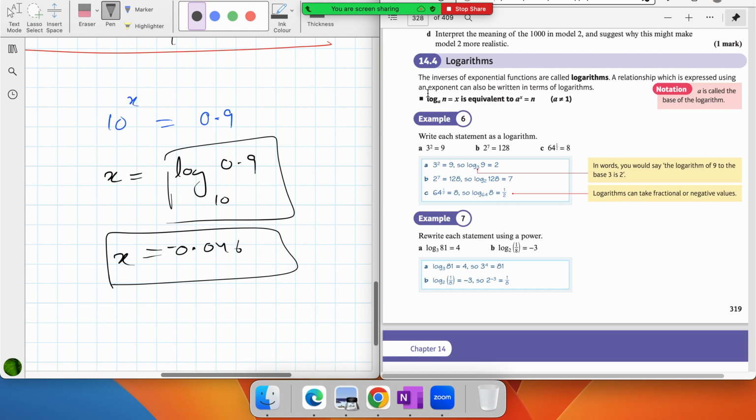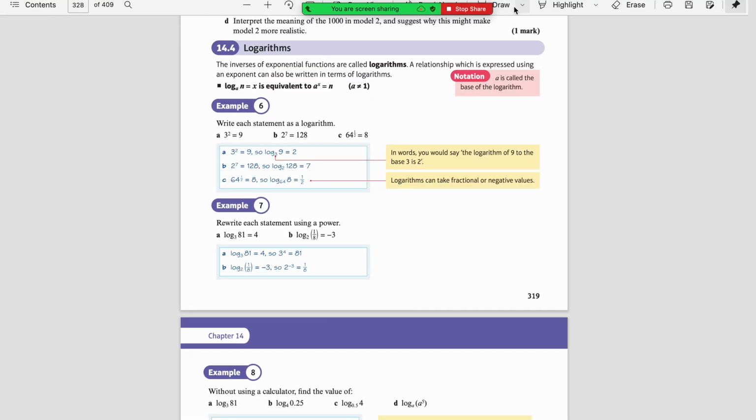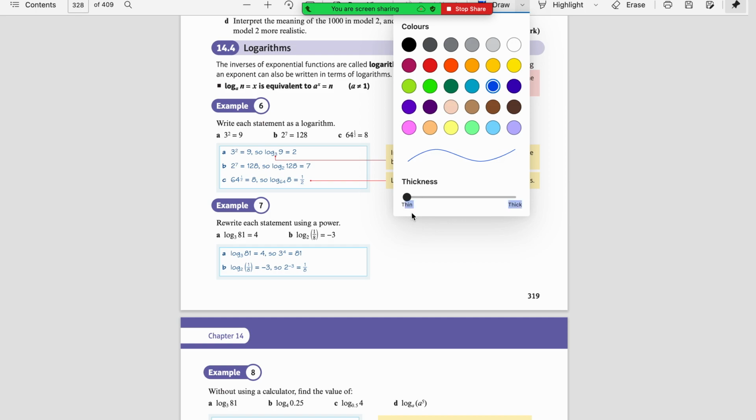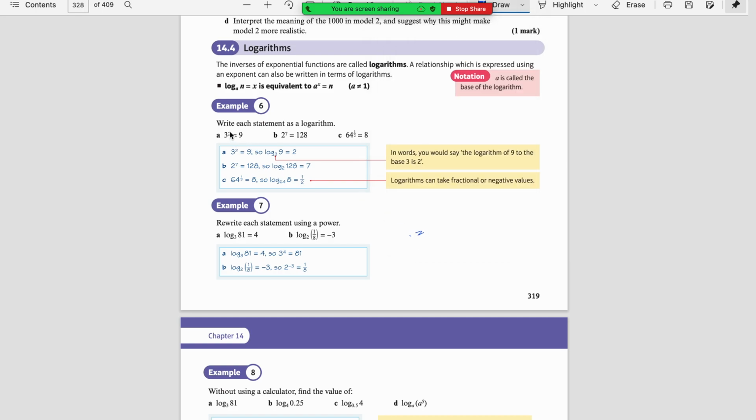So logarithms. The inverse of exponential functions are called logarithms. Write each statement as logarithm. Now this is 3 raised to power 2 is equal to 9. So power comes down, the number goes on the other side. This is log of 9 to base 3. So this is in logarithmic form.